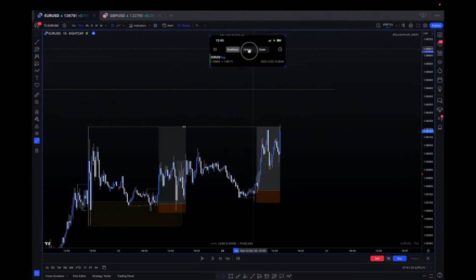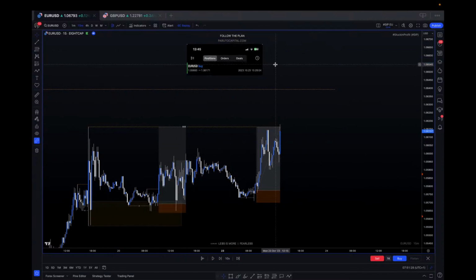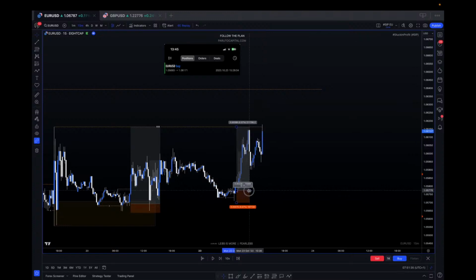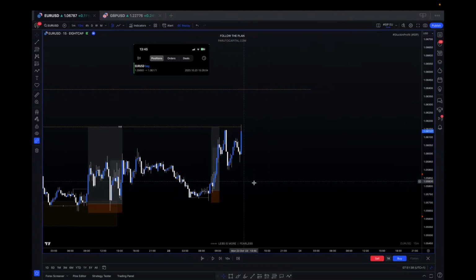Okay, so you can see this was the trade, as I'm showing you here. So the trade was taken. It's not just hindsight analysis and all of that. Okay, so let's analyze what we now have. Let me just move that out of the way.